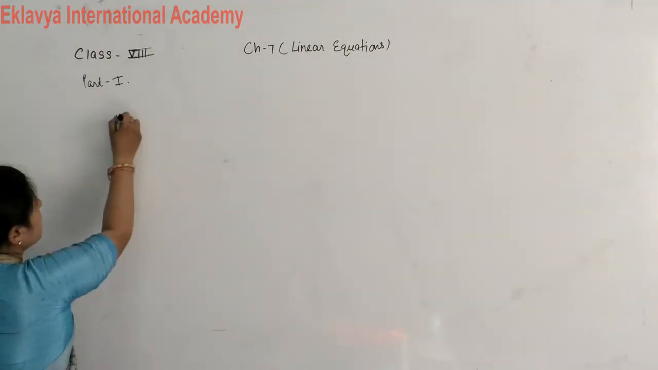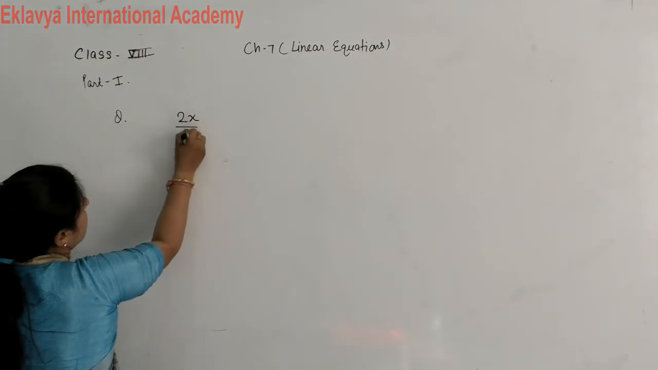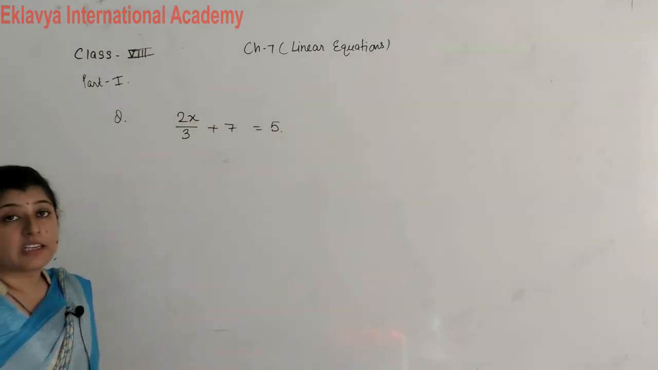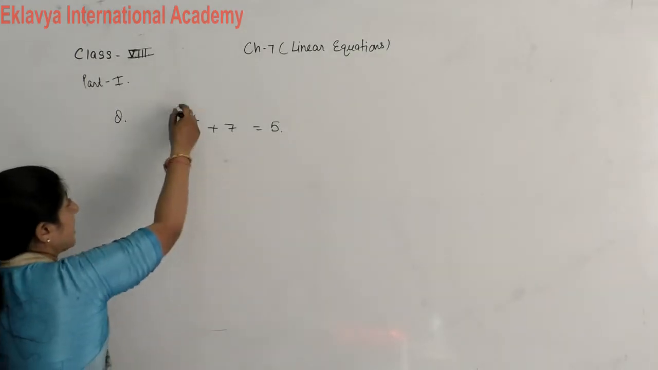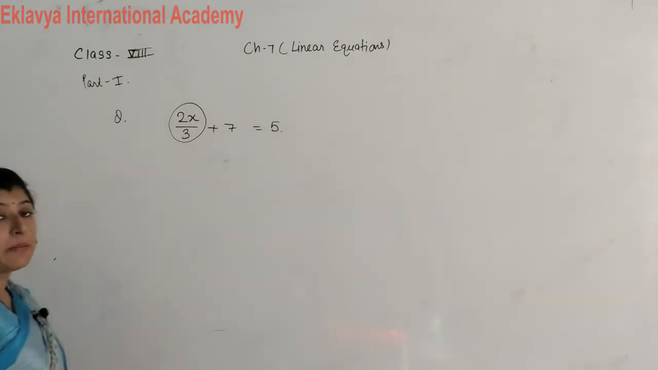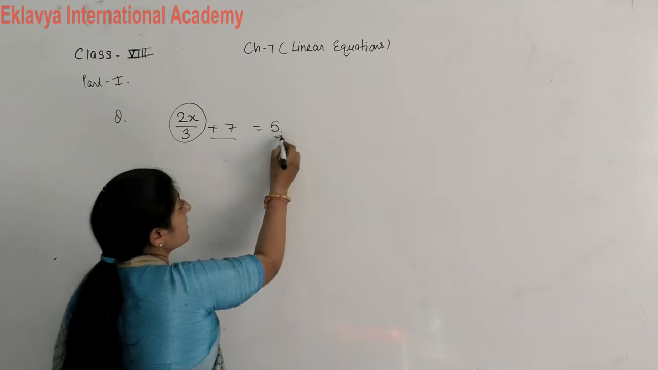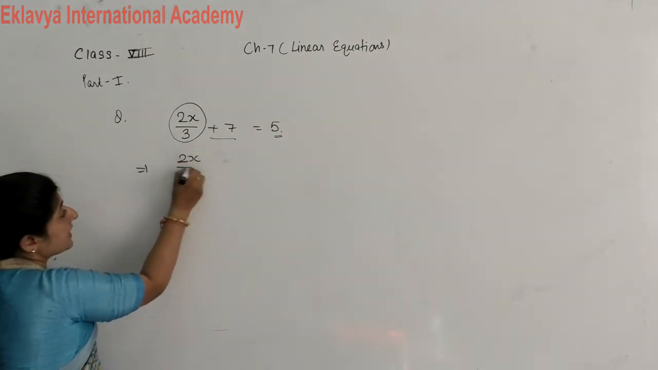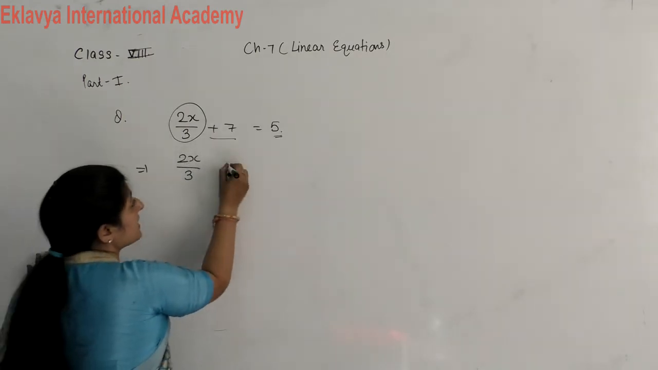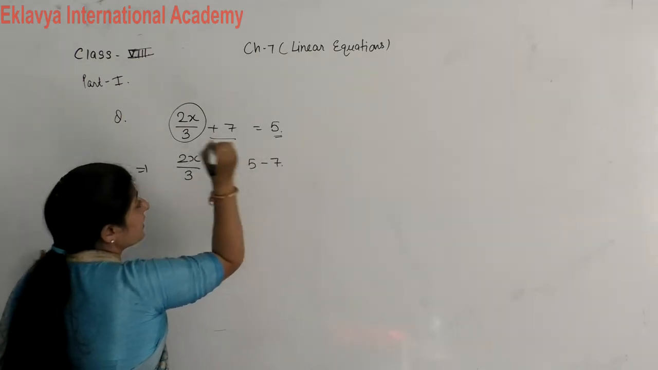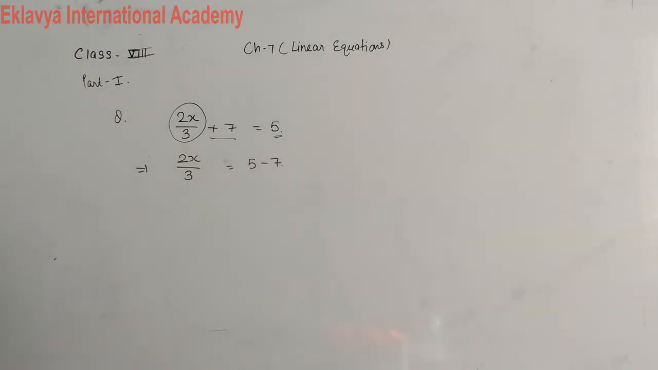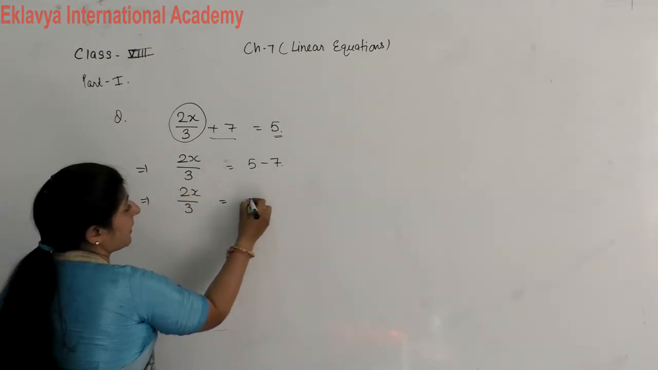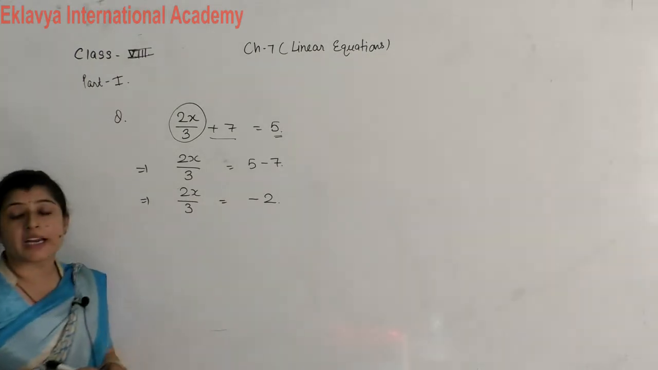Suppose we take one example: 2x upon 3 plus 7 is equal to 5. In this question, this one term is related to the variable x, this one is a constant term, and this one is also a constant term. So what we will do? This plus 7, when we change the side, will come to the right with minus 7. Then 2x upon 3 is equal to 5 minus 7, that is equal to minus 2.